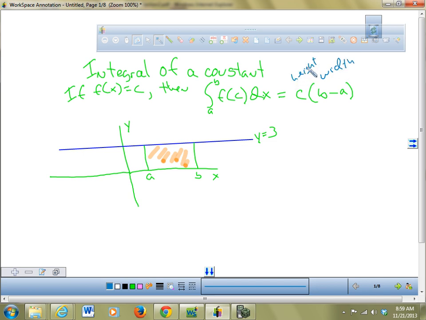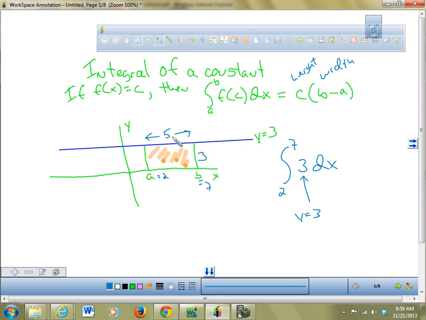So for instance, if I want to go from a equals 2 to b equals 7, so if I want to find the integral from 2 to 7 of the function y equals 3, this represents the function y equals 3. So that integral is just the area under this curve, which is 7 minus 2 means the width is 5, and the height is always what?